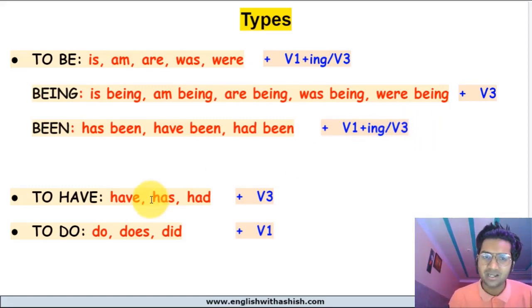Don't worry about that. Now, to have. In to have, we have has, have, had. And when these verbs function as a helping verb, they're followed by the past participle. Okay? And to do, we have three verbs in to do verbs. Okay, do, does, and did. And when these verbs function as a helping verb, they're followed by the first form of a verb, v1. Okay, now let's understand these one by one.